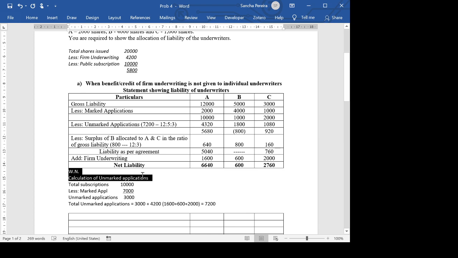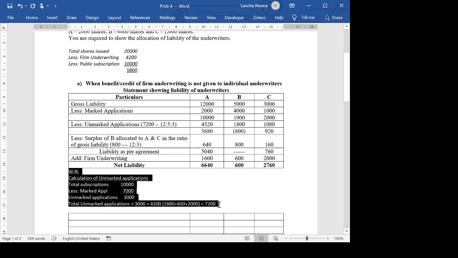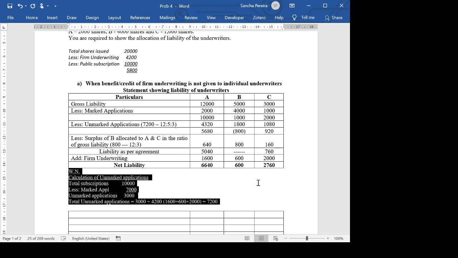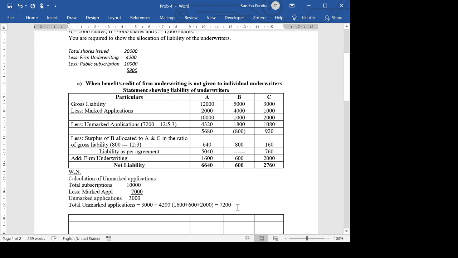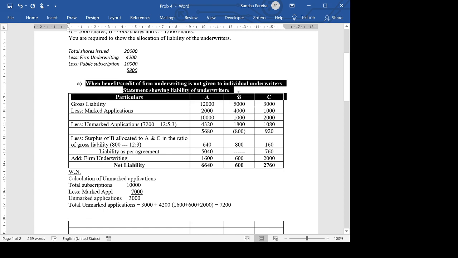Is that clear, students? Is that clear? Any questions? Anyone has any questions? If there are no questions, then I'm going to the next statement. Anyone has any questions? Otherwise, I'm going to solve the second way. Okay, I will go ahead to the second one.